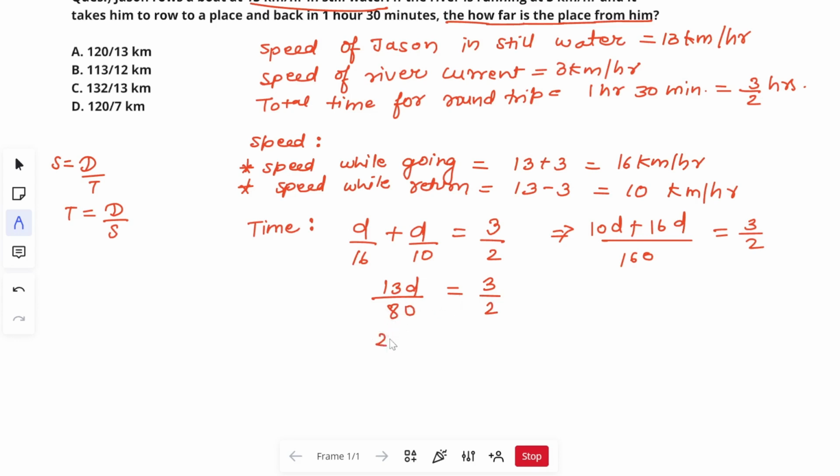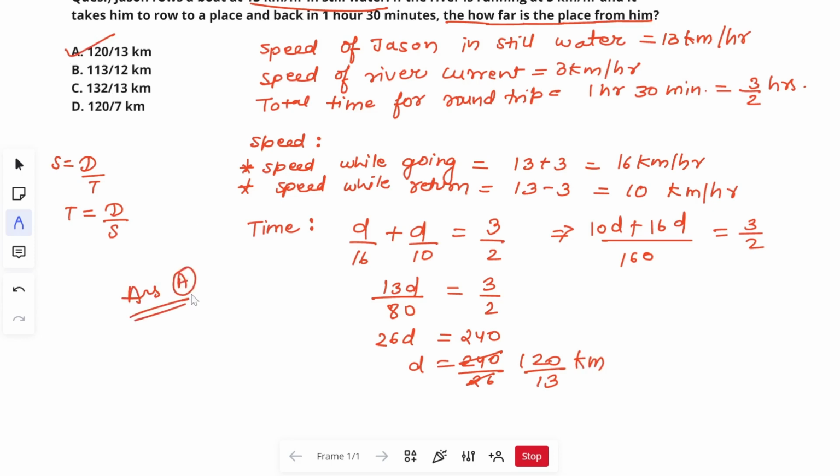So this 2 will multiply there, which is going to be 26d, and 80 into 3 will be 240. Now d will be what? 240 divided by 26, which, if we cancel by 2, will be 120 divided by 13. And distance is in kilometers, so we will write kilometer. Let's see if we have that option. Yes, option A is this one. The correct answer of this question is option number A. Hope you have understood it.